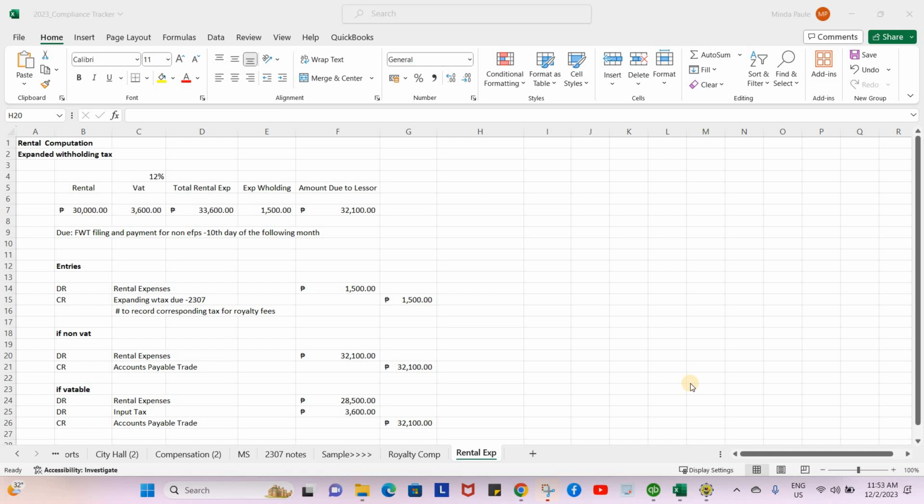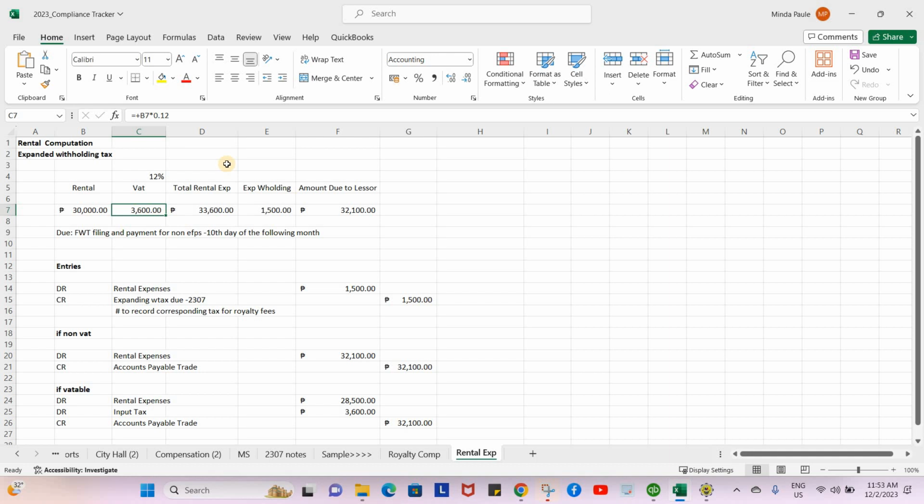I'm going to share with you how to compute rental expense. So if you're the lessee, kung nangungupahan, assuming this is the rental per month, syempre normally yung mga lessor na yan, may 12%, vatable yan, 12%. So you have to get 12% of the base, which is 30,000 times 12% is 3,600.